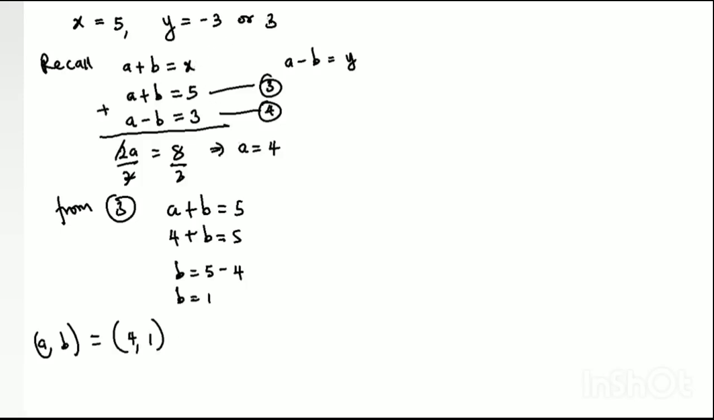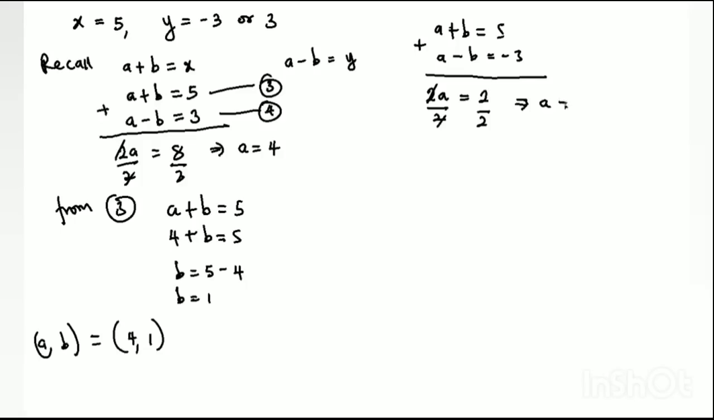So we could try the same thing if there was a minus 3 here. The same thing works. That is, I will have a plus b equals 5 and a minus b equals minus 3. So doing the same thing, let's start by addition. So a plus a gives us 2a, b plus minus b is gone, 5 plus minus 3 is just 2. Dividing both sides by 2, it implies that a is equal to 1.